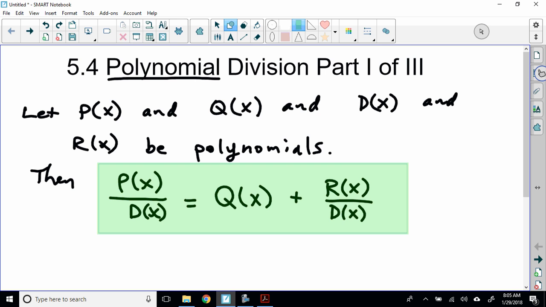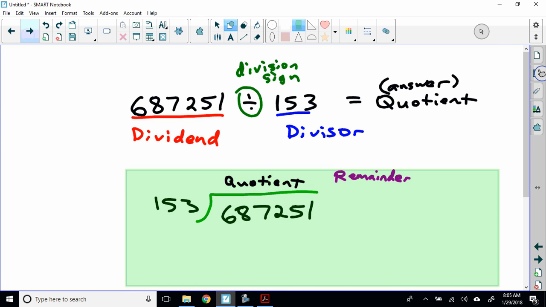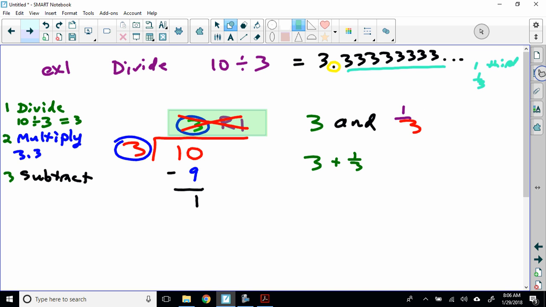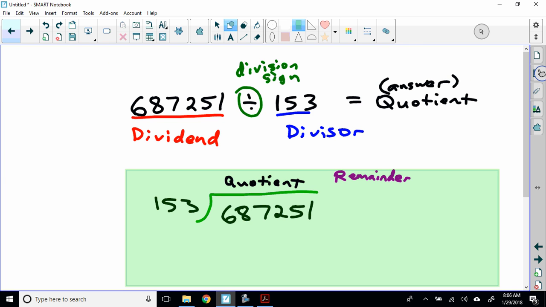But we're not going to divide any polynomials just yet, because we need to see how to divide numbers. We kind of saw a glimpse of the process. Divide, multiply, subtract, but there's more to that process. So example 2, we're going to find this quotient, 687,251 divided by 153.